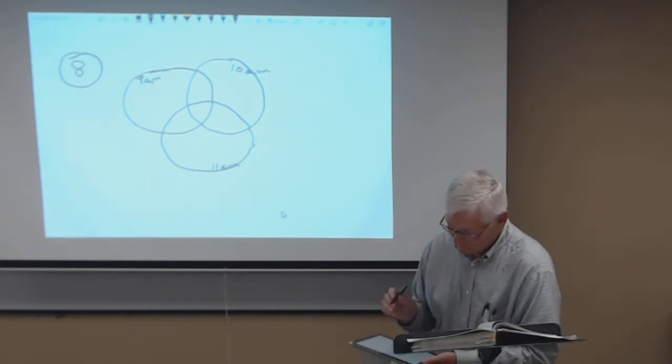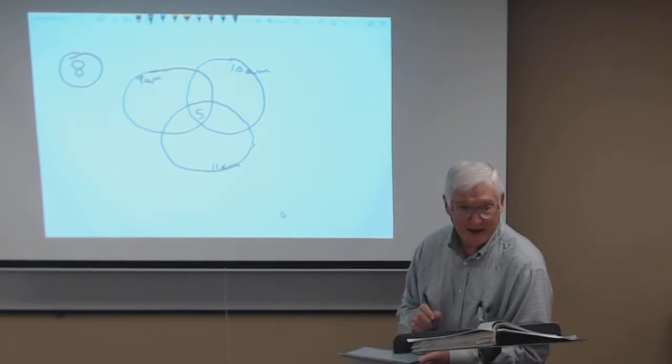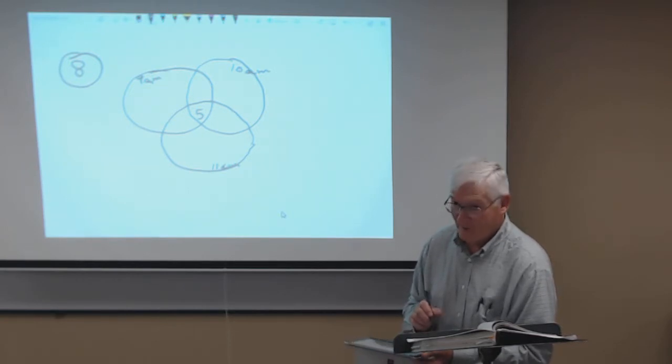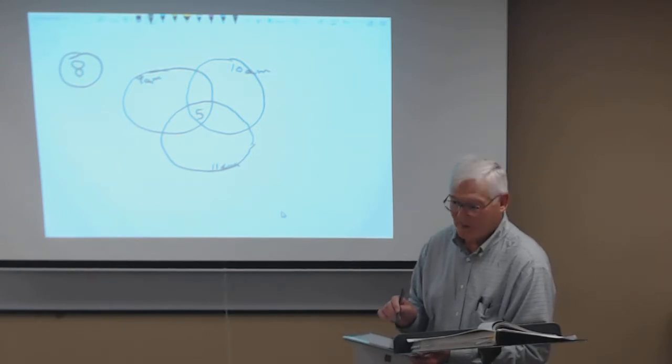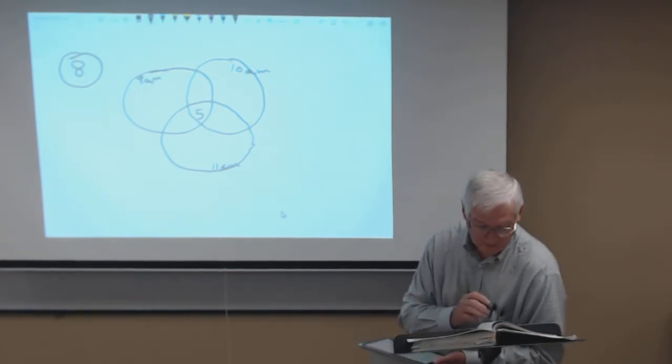5% have a 9, 10, and 11. So right here where all 3 overlap I put 5. Does everybody see that? Good. Everybody see where right there in the middle where all 3 circles overlap? There's 5 people that have a 9, 10, and 11 o'clock class. Then move up 1 more.